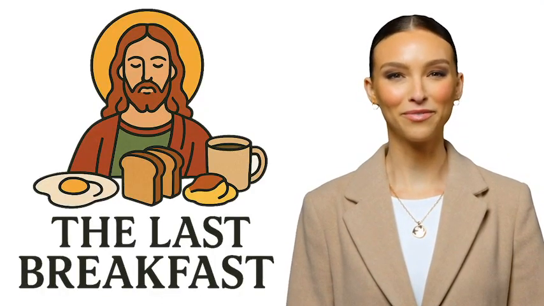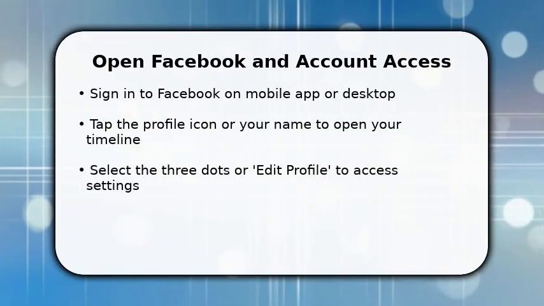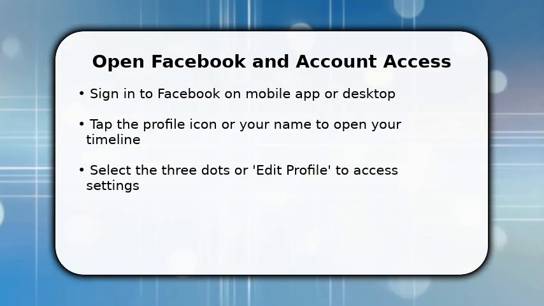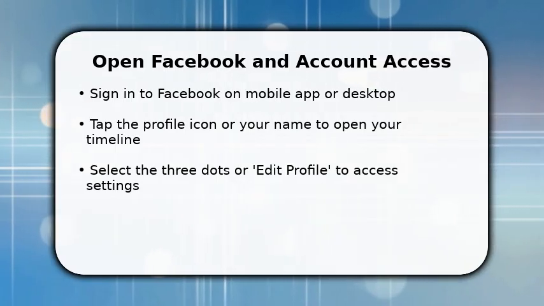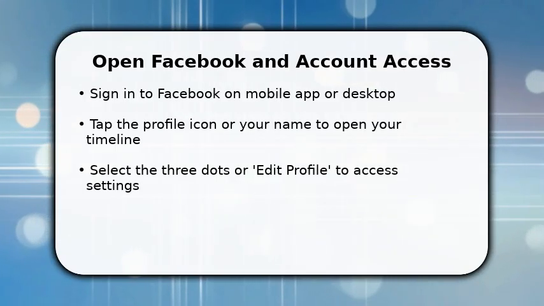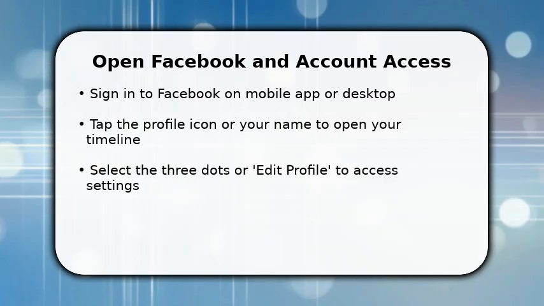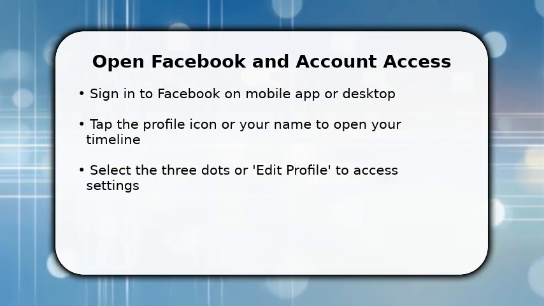Please enjoy the video. You start by signing into Facebook and opening your profile. This is where friend list visibility is controlled. Once you're on your timeline, tap the three dots or Edit Profile to reveal privacy shortcuts and settings. Make sure you use the app or desktop. Options look slightly different but follow the same path.